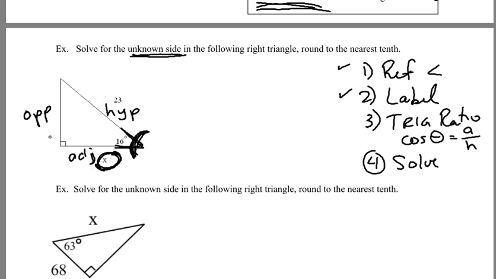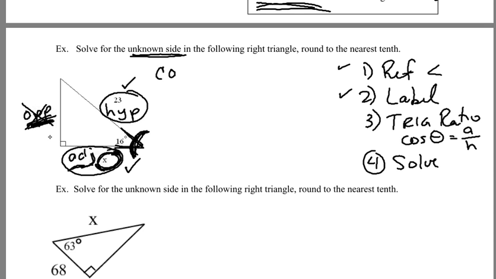So now if I were to look at this, I'm trying to find adjacent, so I need to use it. We have the hypotenuse, so we should use it. In this case, the opposite, we don't know it. It doesn't tell us what it is. It's also not what we're trying to find. So in this case, opposite doesn't do anything for us.